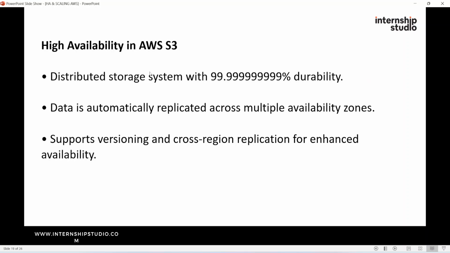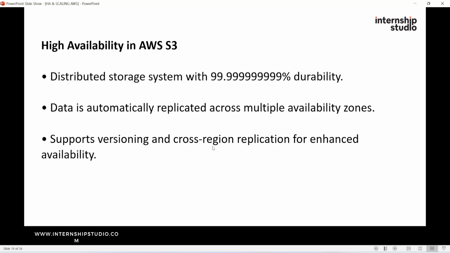Again, for S3, we also need to discuss high availability. It has a distributed storage system with 99.999999999%, which is 11 nines of durability, which is very awesome. Then data is automatically replicated across multiple availability zones. So high availability is taken care of here as well, with data residing in more than one availability zone at a given point of time.